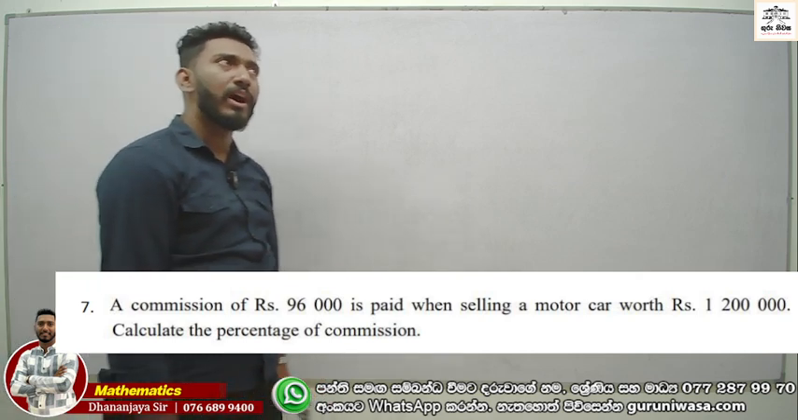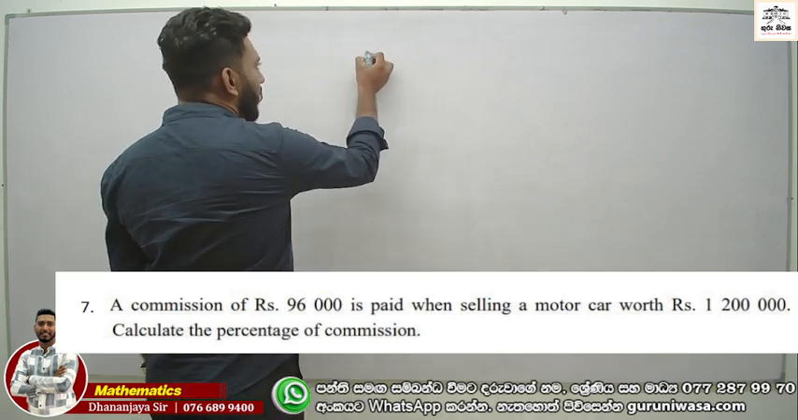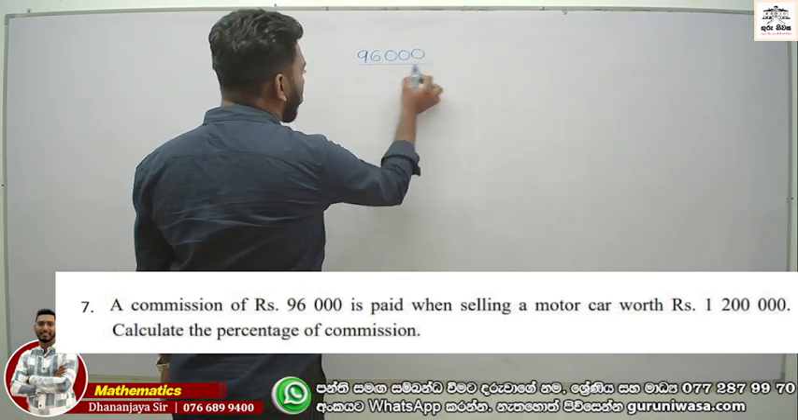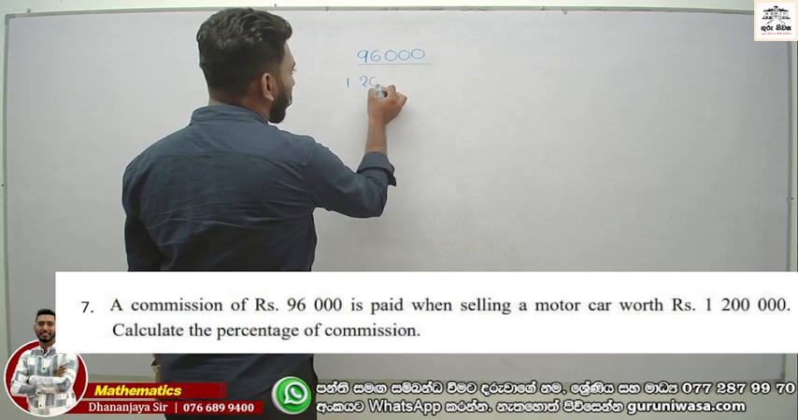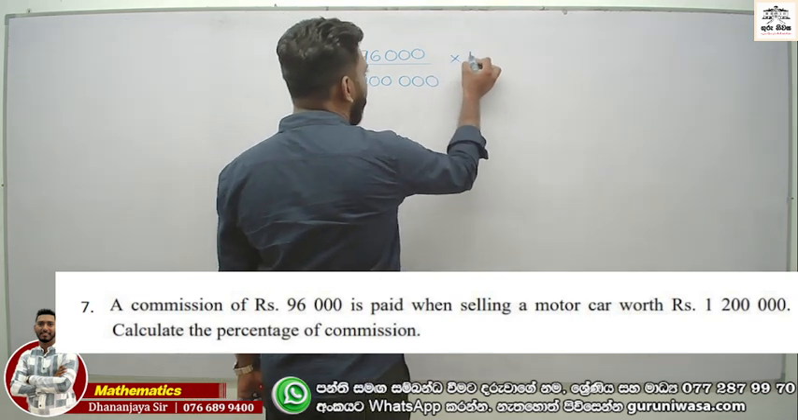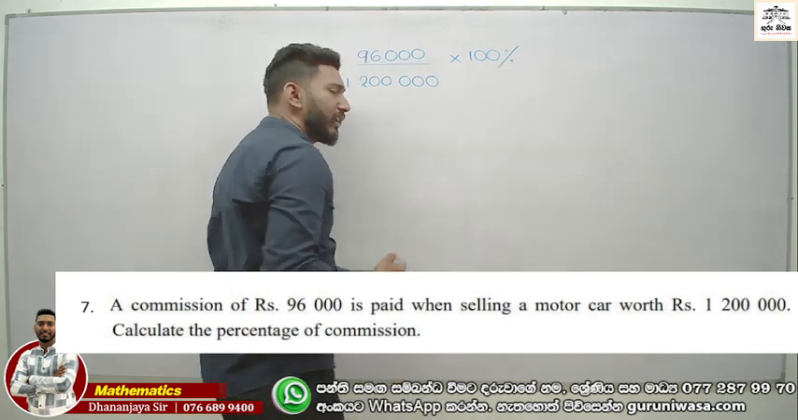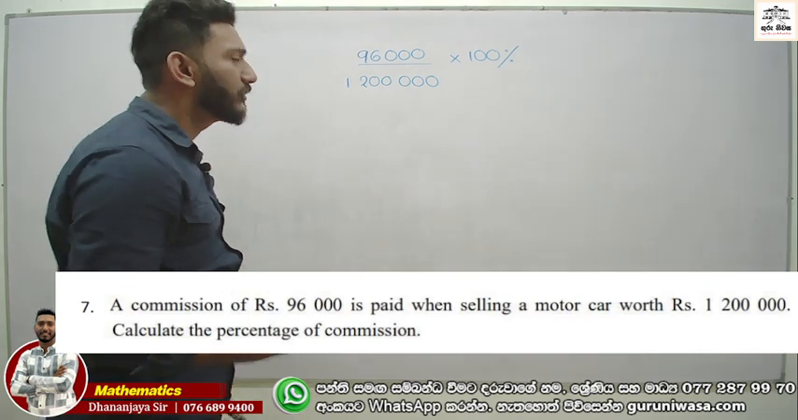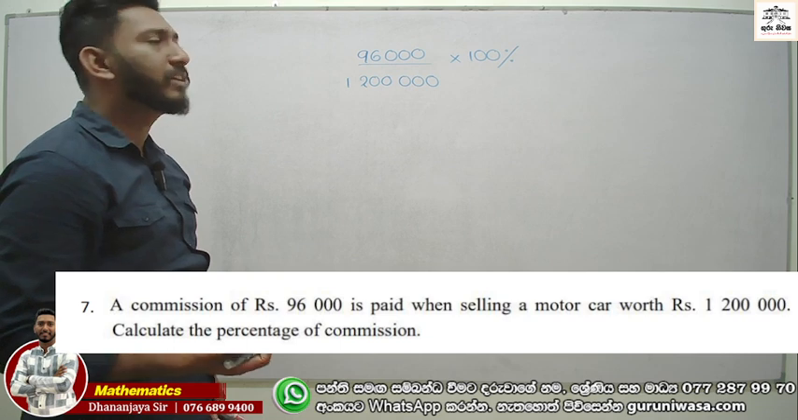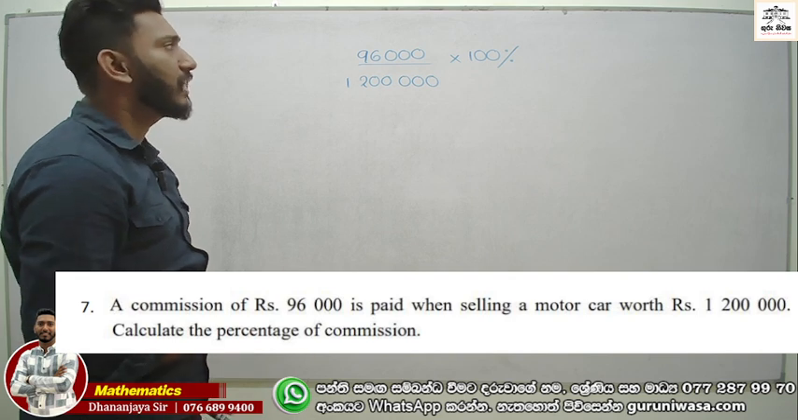Now you know how to write it as a percentage. Firstly, you need to write it as a fraction: 96,000 out of 1.2 million. Then multiply by 100%. How easy! This is the way to find profit percentage, loss percentage, discount percentage and commission percentage. Same method, right? You can write it as a fraction and multiply by 100%.